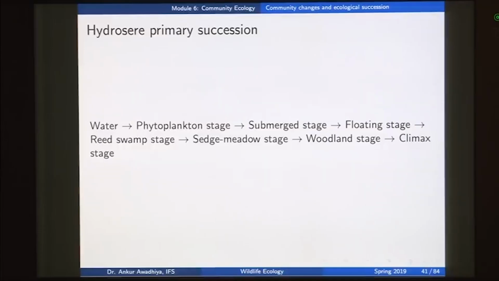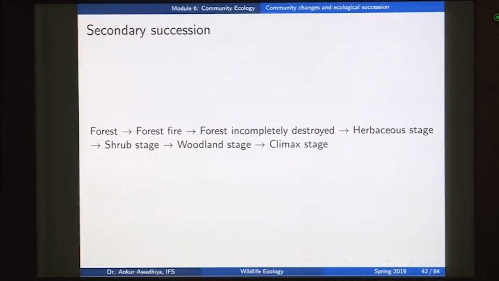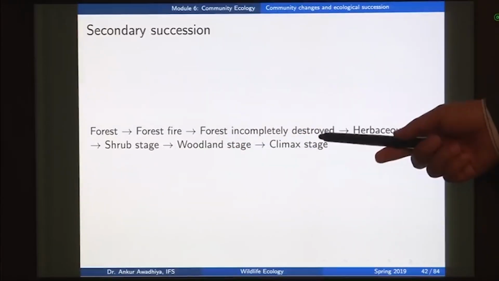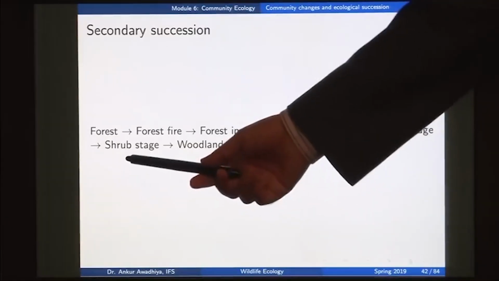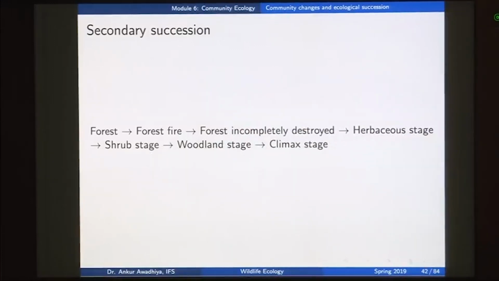Now, that is the primary succession. What about the secondary succession? A secondary succession is something like you have a forest, and you have a forest fire. So, you have a forest that is incompletely destroyed. From there you have the herbaceous stage, because you already have quite a lot of soil in this area. So, you will not start with the lichens and the mosses, you will directly start with the grasses. You will have the grasses that come up, followed by the shrubs, followed by the woodland, followed by the climax.